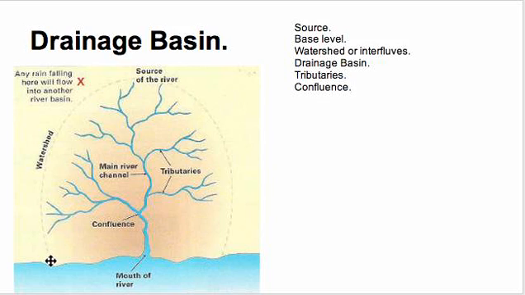As we said before, the whole thing, the land drained by a river and its tributaries, is called the drainage basin. If you're not sure what a tributary is, here is a tributary. It's the little rivers that go to make a large river, and where they join together, you will see that we call that a confluence.